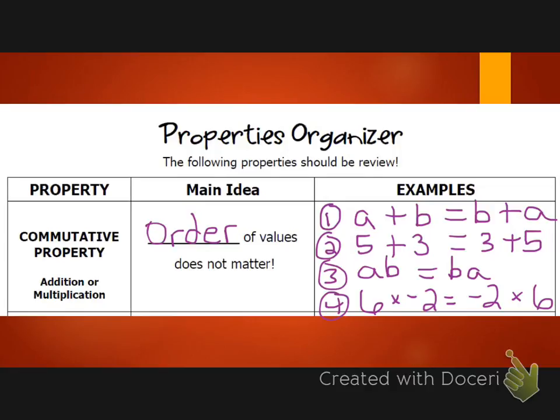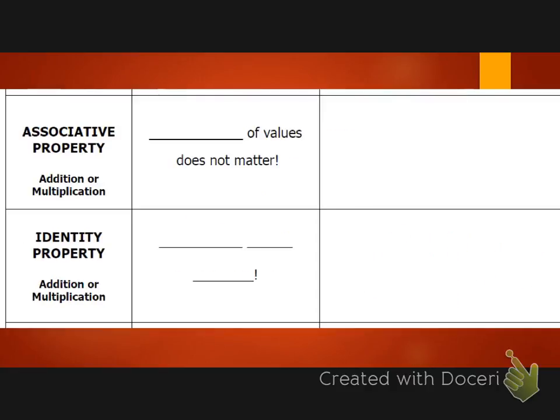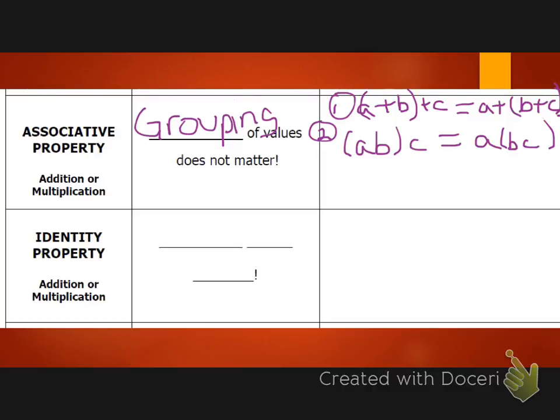That's the commutative property. The associative property is when grouping of values does not matter. So that's going to look like this. It doesn't matter whether you add A and B first and then add C, or if you add B and C first and then add A. It's going to be the same. That's that grouping, the parentheses. Whether you group A and B together times C, or A times the grouping of B and C, you're still going to get the same answer.